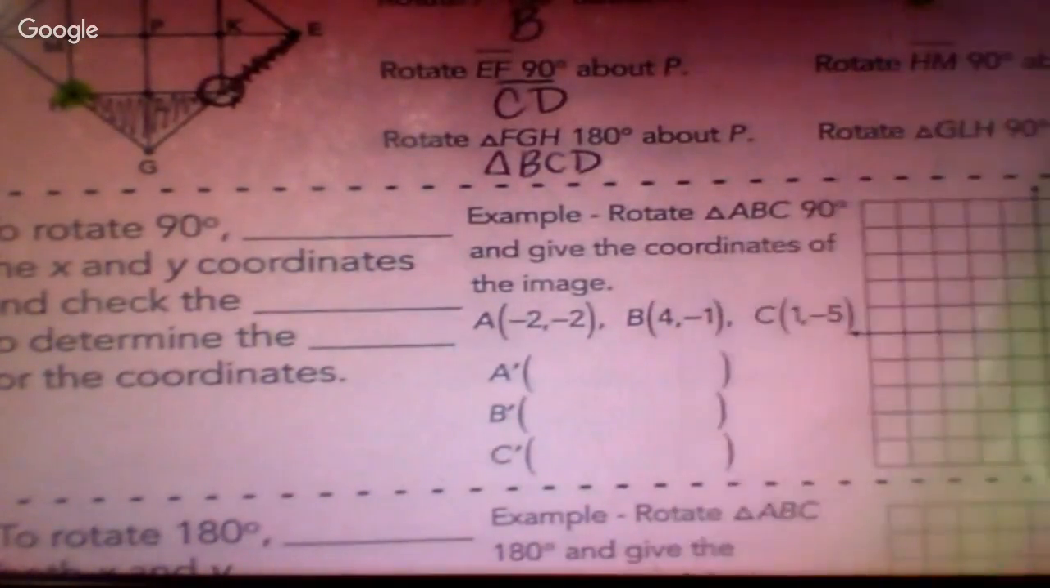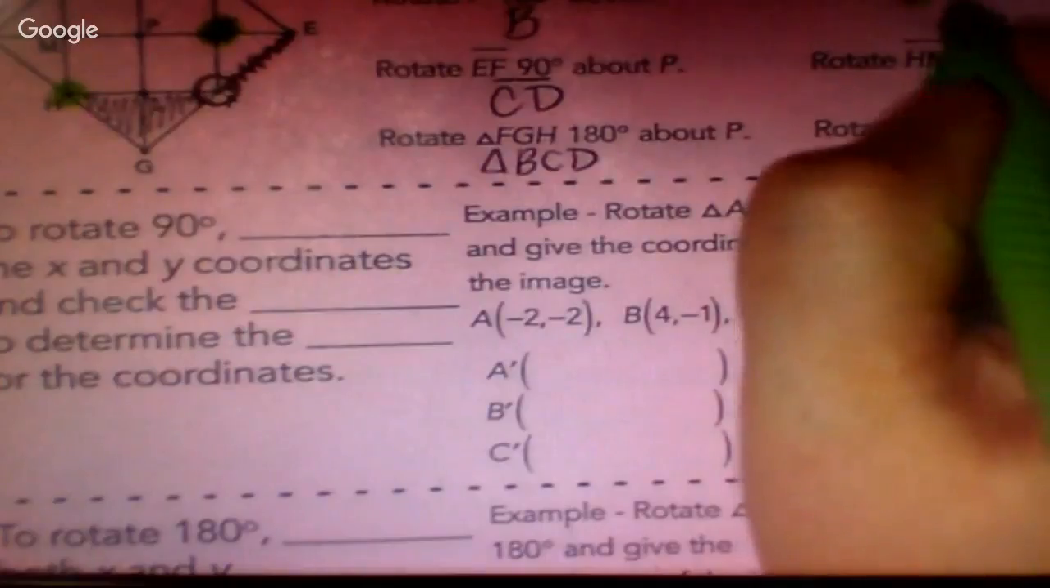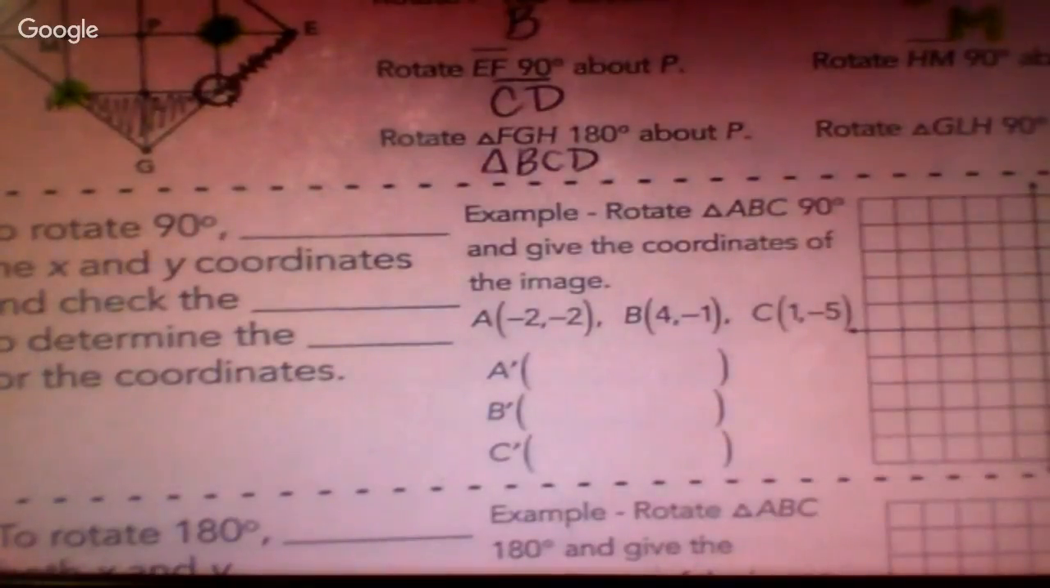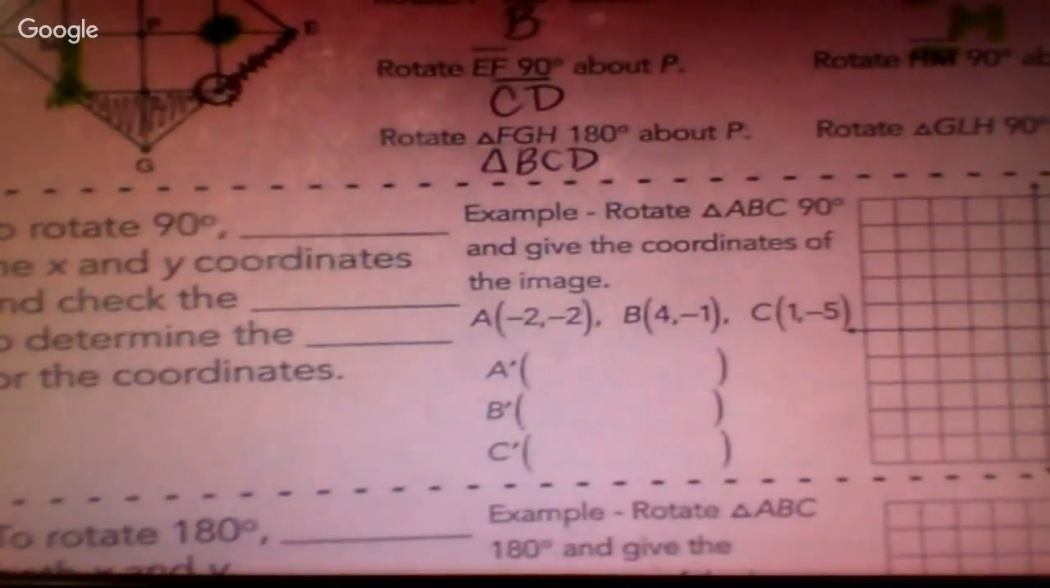Okay. We're at point K. So we are here. I want to go 180 degrees counterclockwise. M. So you should be at M. Okay. Now I'm at the line H to M. I want to go 90 degrees counterclockwise. That would be P.